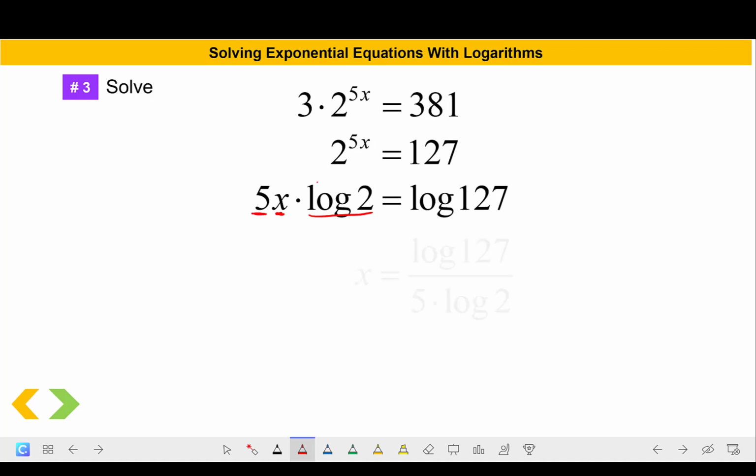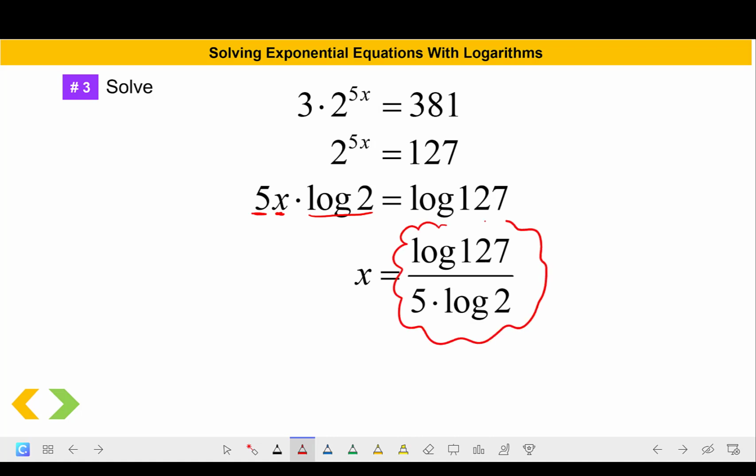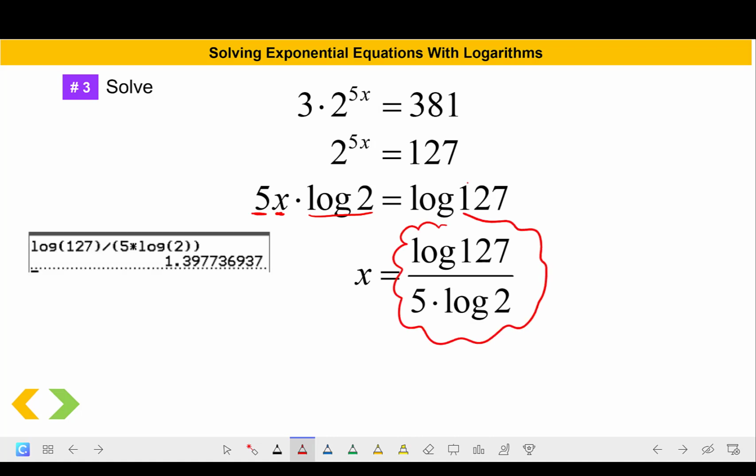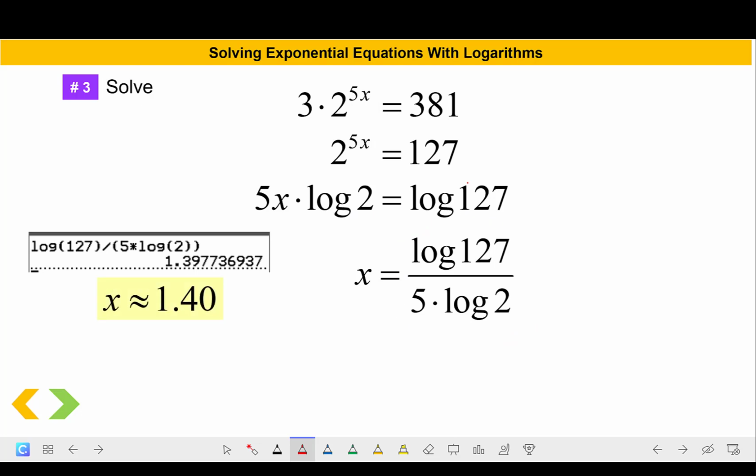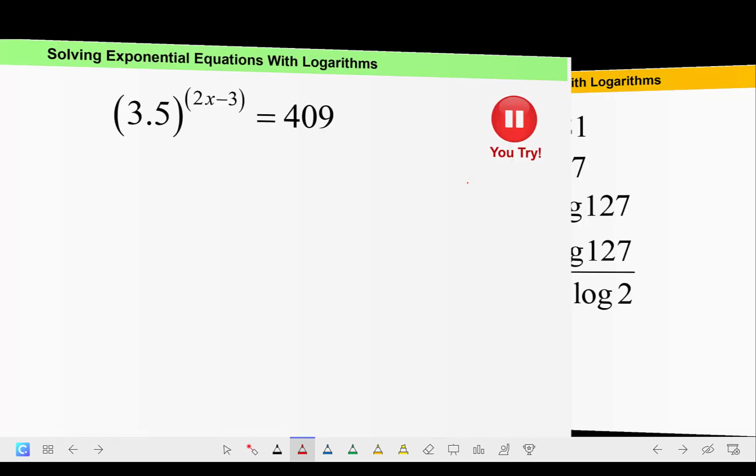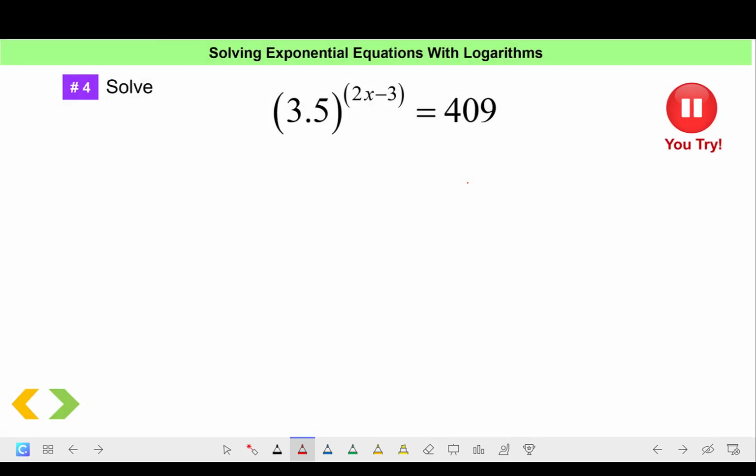But also by 5. So I'll get to here, and again, this is just a number. We just plug that into our calculator, and we get this. Hopefully you're doing okay so far, right? Let's make it just a little bit harder, okay? So please pause and give this a shot.